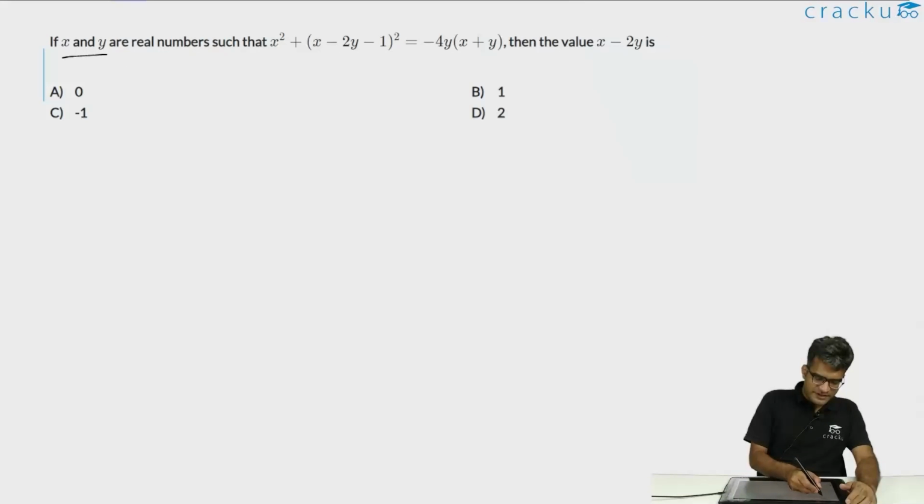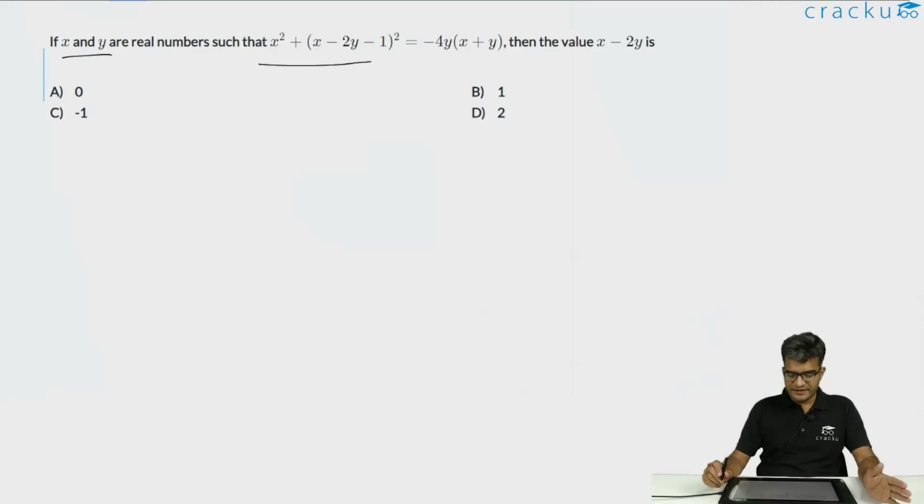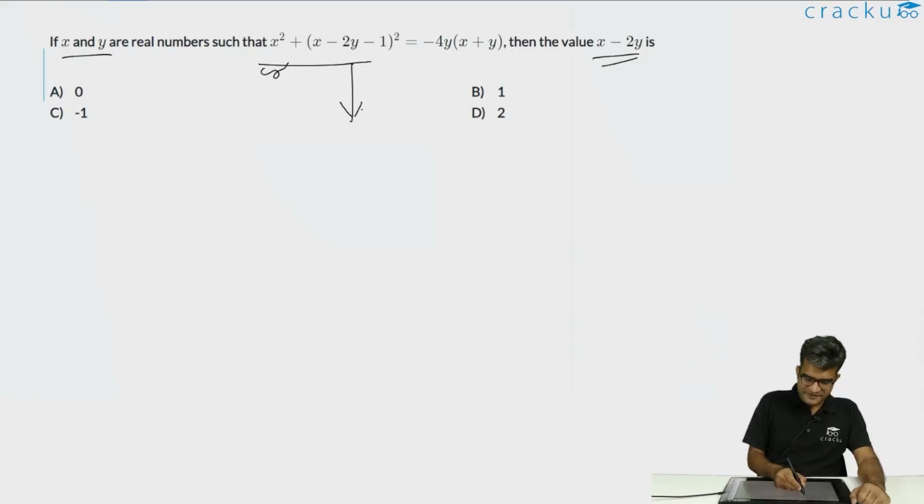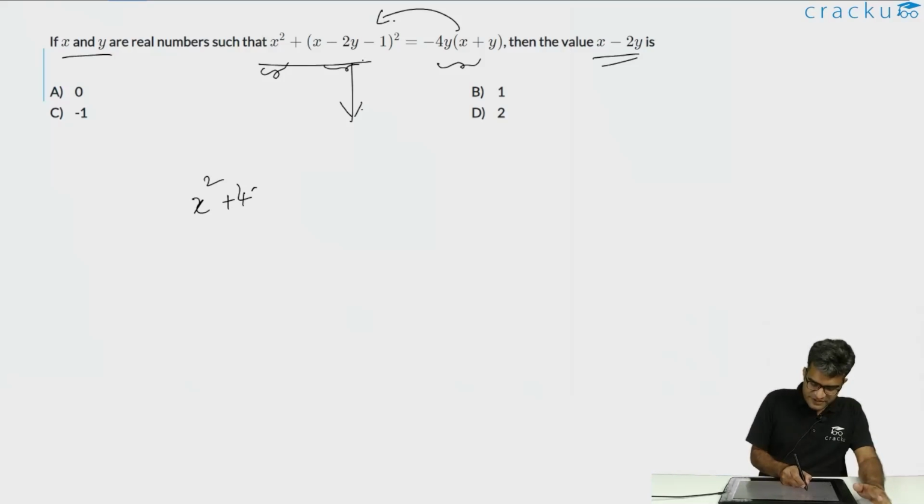In this question, we are told that x and y are real numbers such that x square plus (x minus 2y minus 1) whole square minus 4y into (x plus y) is equal to this. We are asked to calculate the value of x minus 2y. Looking at the expression given to us, on the left hand side we have two perfect squares, and on the right hand side we have minus 4y into (x plus y). So we can bring this to the other side and it becomes x square plus 4xy plus 4y square plus (x minus 2y minus 1) whole square is equal to 0.